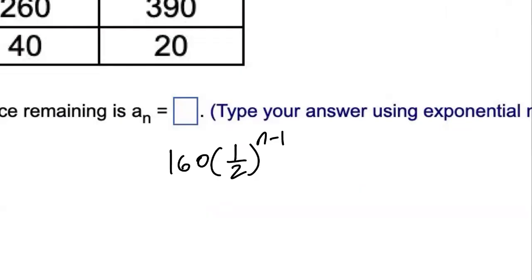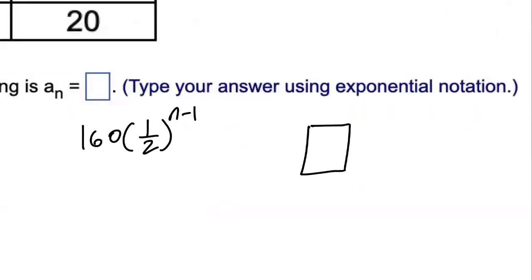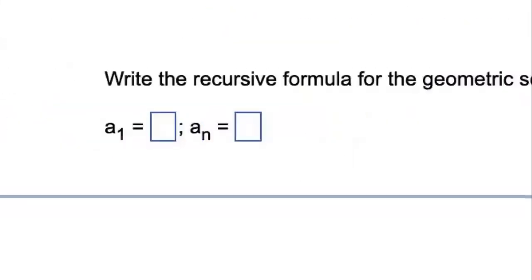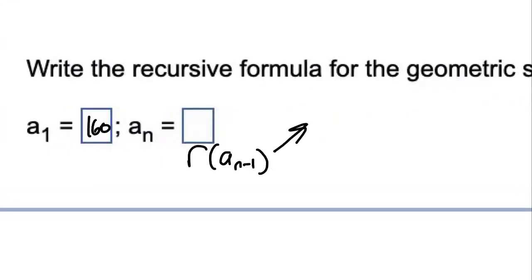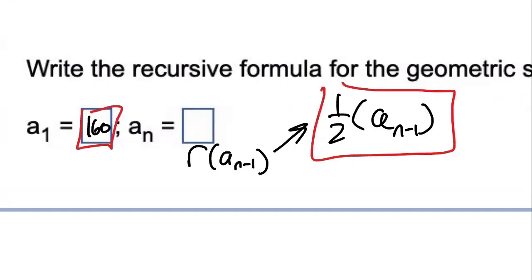So remember, to write an exponent, you're going to click on the box, and then the box in the top right hand corner, because that's where you're going to put the n minus 1. Now for the recursive formula, it's pretty straightforward. You only need the first term, which in this case is 160. And then for the formula, you just need the ratio, parentheses, a sub n minus 1. So this would look like 1/2, parentheses, a sub n minus 1. So now you have your two answers for the recursive and the explicit.